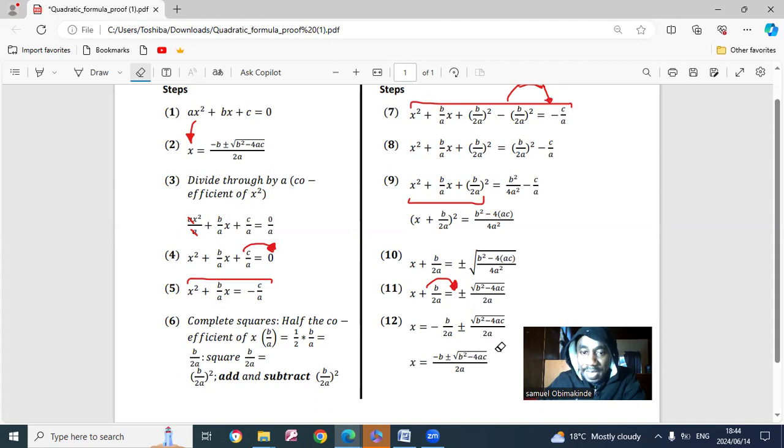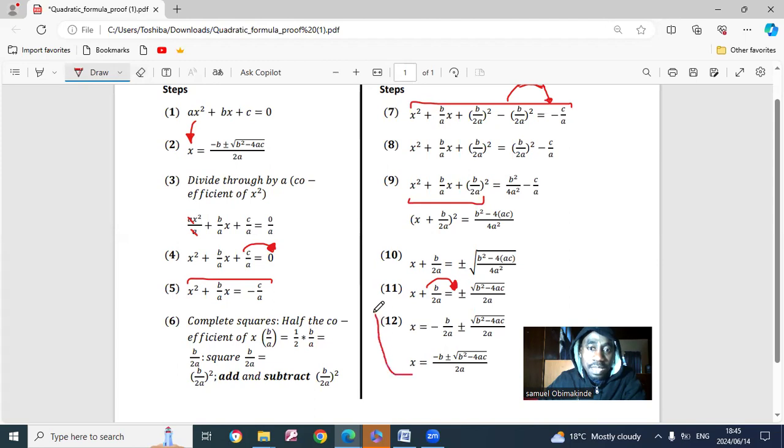Now we can find the LCD. The lowest common denominator here is 2a. 2a divided by 2a is 1, multiplied by negative b. That will be negative b, plus or minus 2a divided by 2a is 1, multiplied by the square root of b squared minus 4ac. And that brings us to the end of the proof of the derivation.